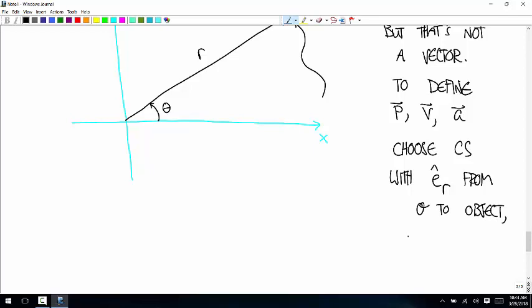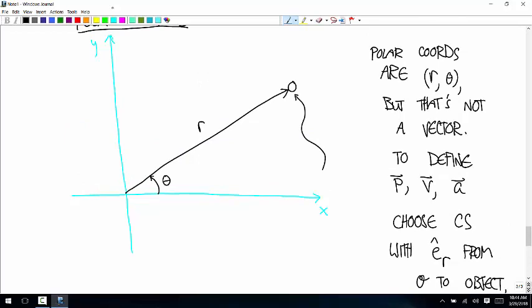And e_theta perpendicular. So here's the coordinate system that we're going to use. That's the axis e_r. And then e_theta is perpendicular to it so that the third axis would be pointing out to us, according to the right-hand rule. So here's the e_theta.